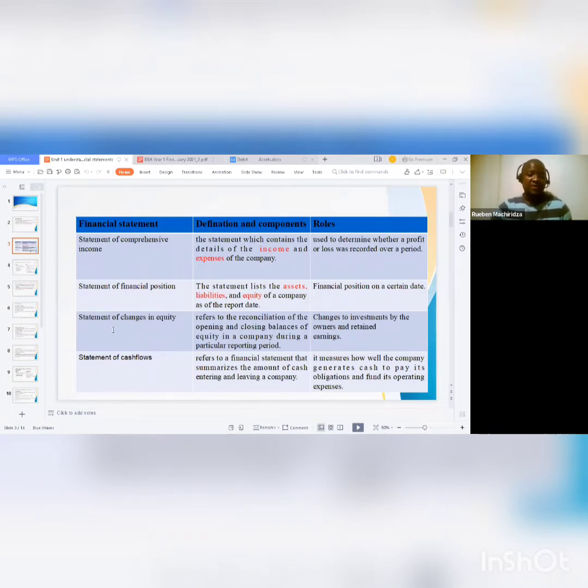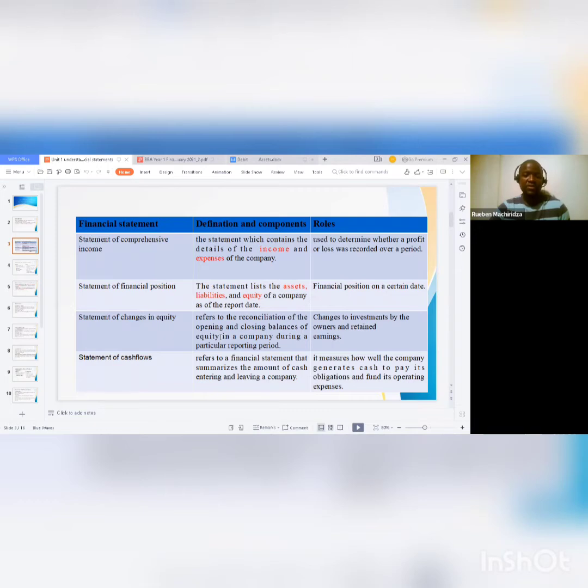And then the other financial statement that we are expected to know is the statement of changes in equity. We've talked about equity here. Now we see that we have a statement of changes in equity. This is a statement, from the name, that presents the changes that happen in the equity. Equity is simply what the owner brought in and what the owner took and what the owner gained.